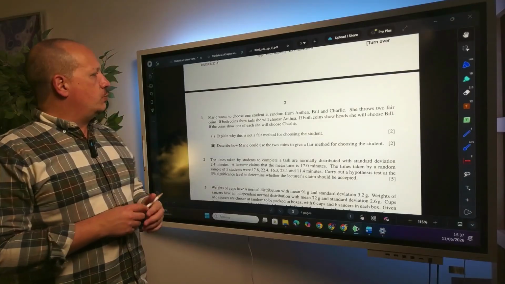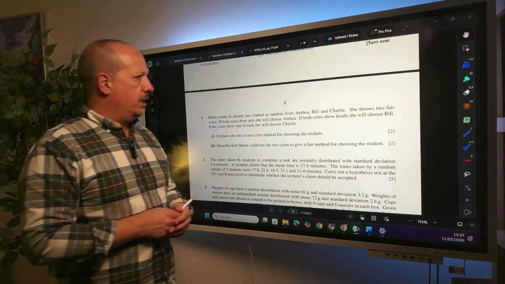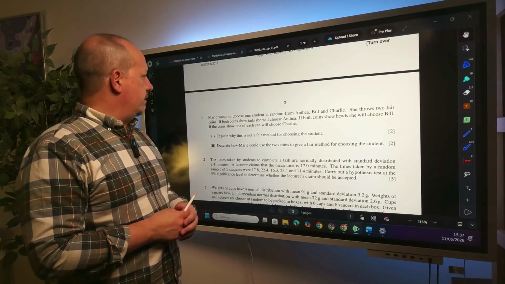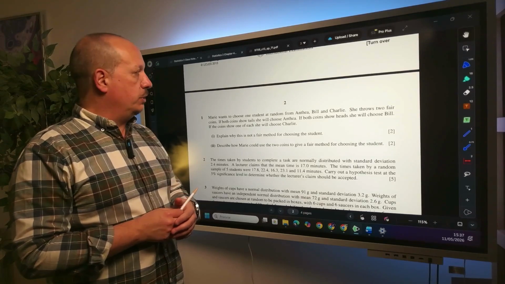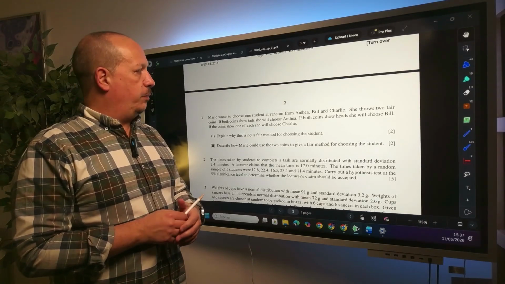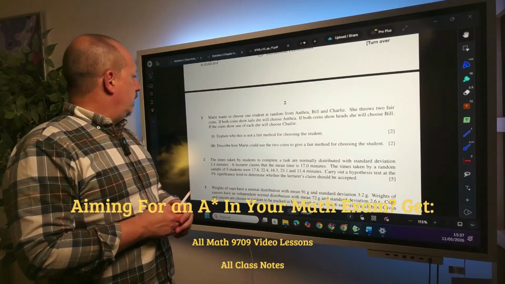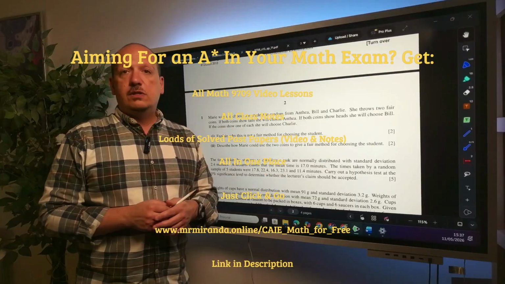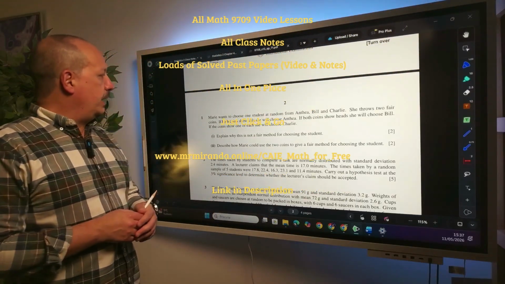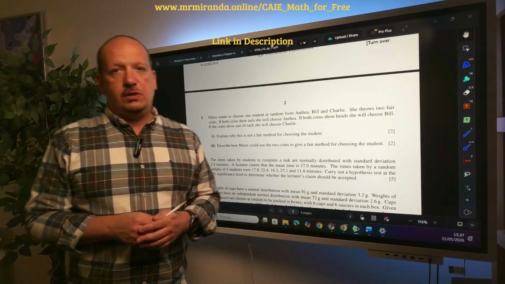Mary wants to choose one student at random from Anthea, Bill, and Charlie. She throws 2 fair coins. If both coins show tails, she will choose Anthea. If both coins show heads, she will choose Bill. If the coins show one of each, she will choose Charlie. Explain why this is not a fair method for choosing the student.